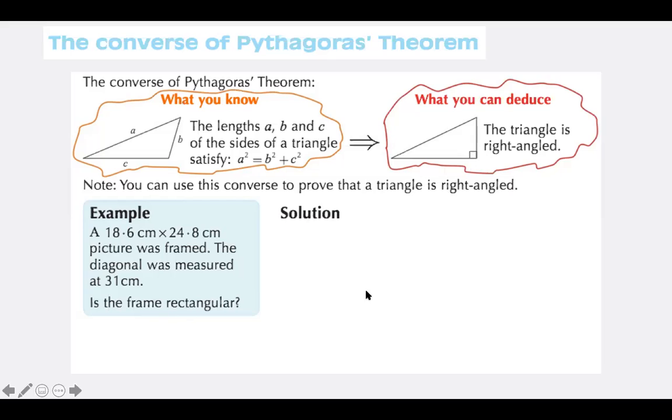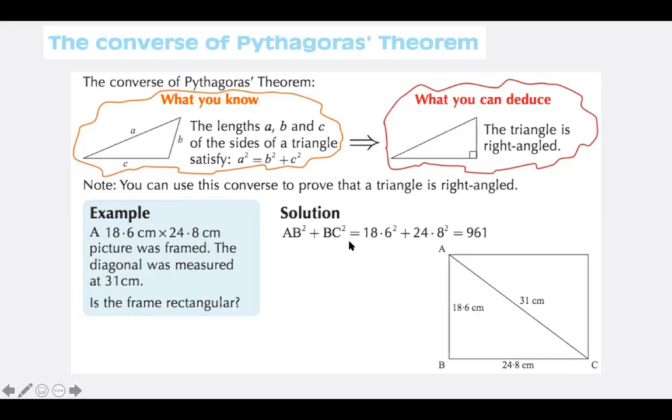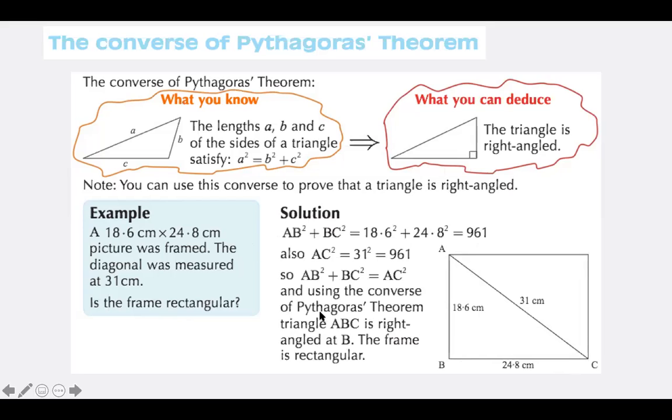So what I'm going to do here is calculate 31 square first, and I'm going to check what 31 square is, and I can calculate as well 18.6 square plus 24.8 square, and I've got 961. So now that I've got both equal, I can say, using the converse of Pythagoras, I've got a right angle triangle, so the frame is rectangular.